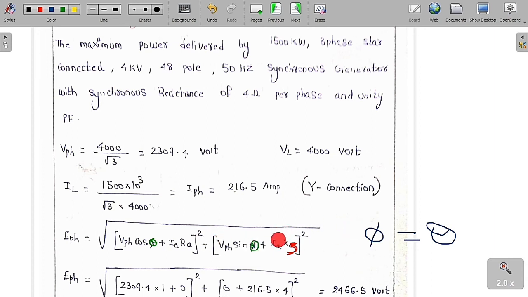By substituting these values for this unity power factor load, unity power factor means the power factor angle between the terminal voltage and terminal current, which is V comma IA, is zero. Based on this we calculated the per phase induced voltage. As it is a star connection, then we calculated the line voltage induced EMF. Then we studied the maximum power, which is EL VL by XS. By substituting those values, we got the maximum power. This much maximum power can be generated by this three-phase synchronous generator.